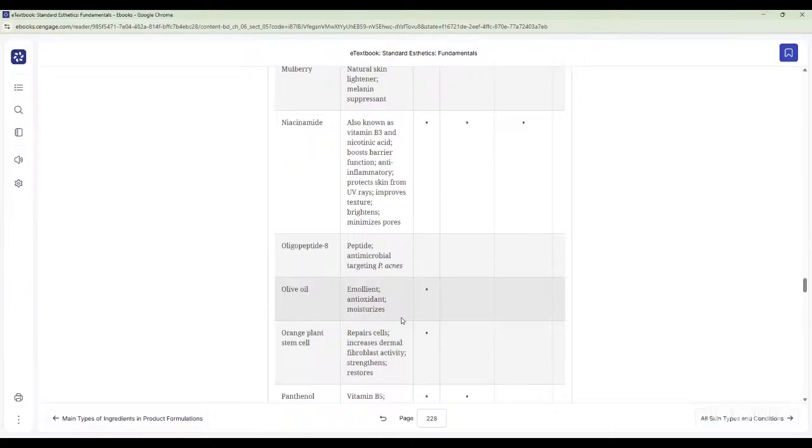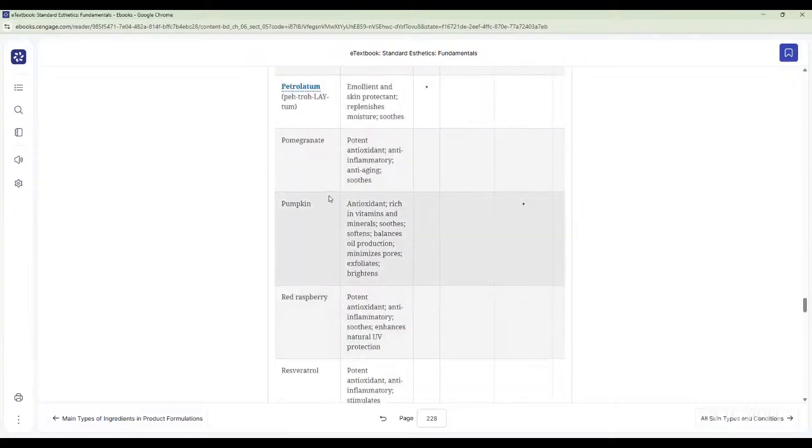All right. Orange plant stem cell repairs cells, increases dermal fibroblast activity, strengthens, restores. So orange plant stem cell, when it says dermal fibroblast, it means it really tightens the skin. So in areas that the skin was saggy or loose, you're going to find that over a period of time, it will become tighter. All right. So whether you're looking at décolleté or the stomach area, belly area, that would be a great ingredient to use.